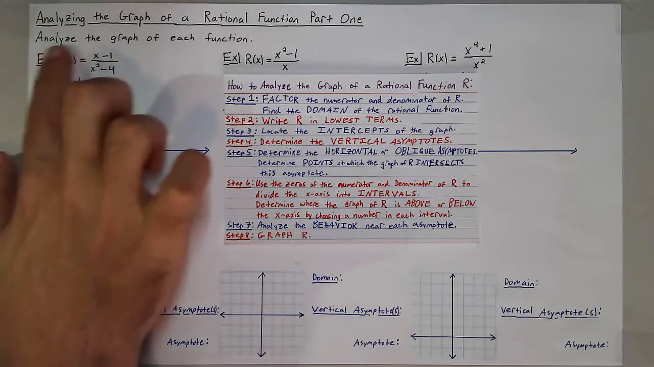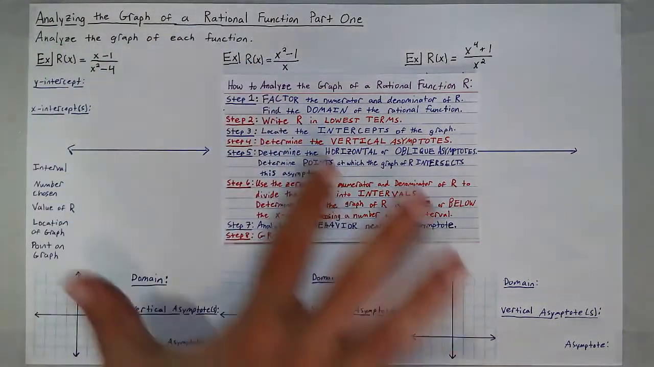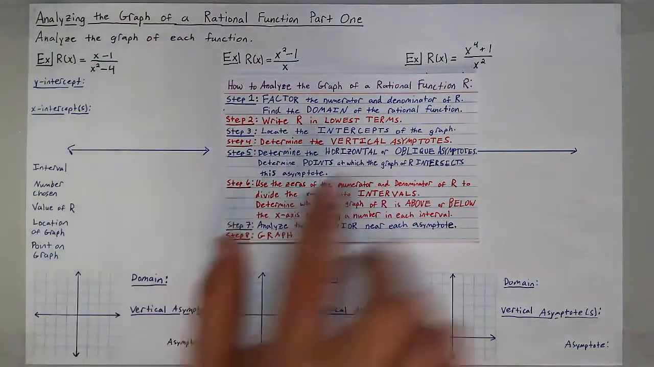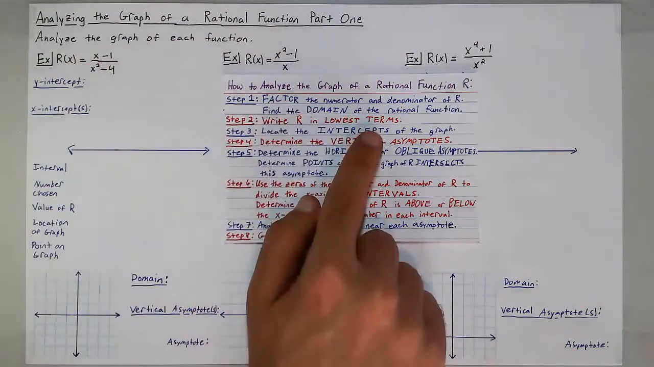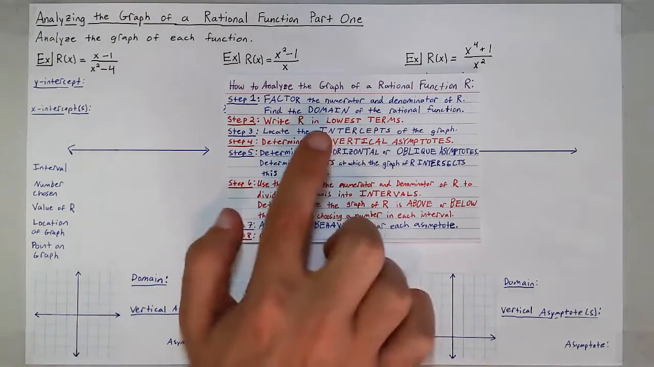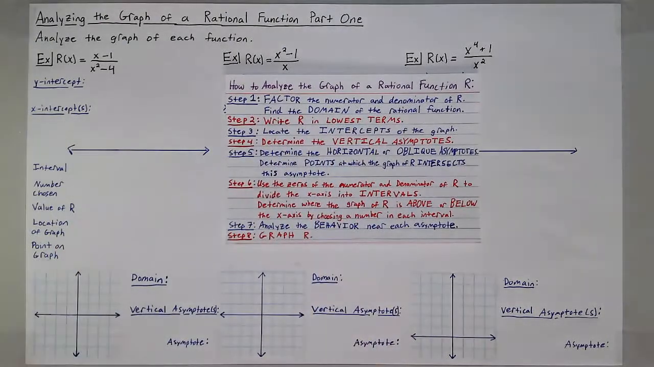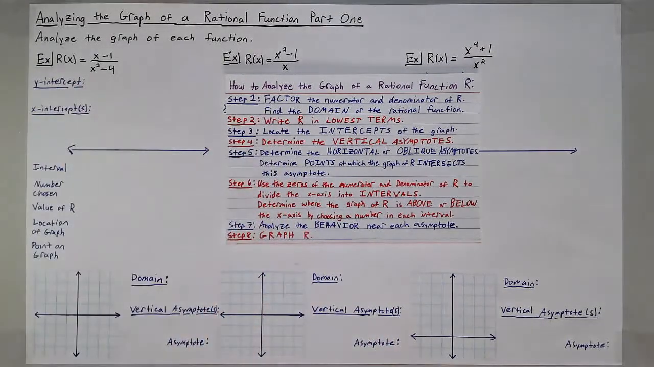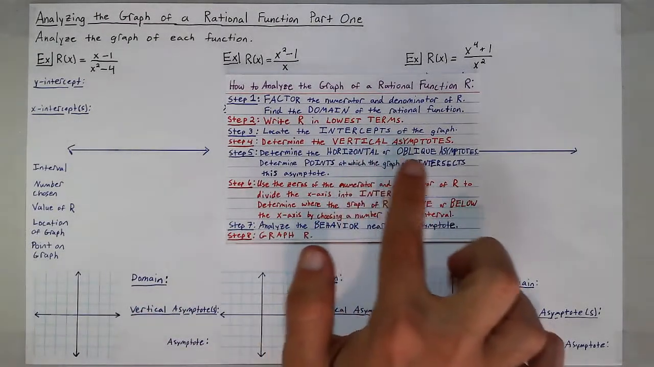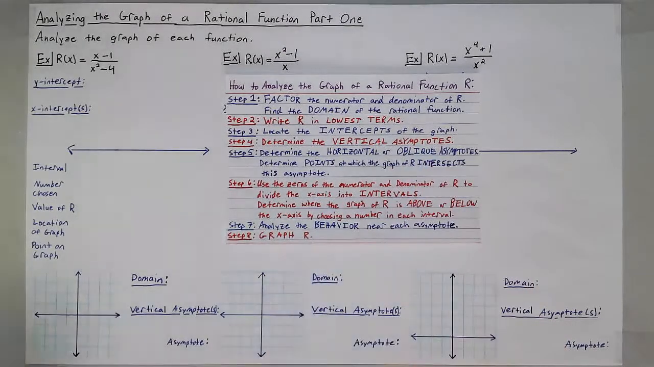So when you're analyzing the graph of a function, you find a bunch of things. First, you'll simplify whatever function you have by factoring it and putting it in lowest terms. And then you'll find its domain, which helps you graph and know which values you're going to plug in. Then you'll find the intercepts, the x and y intercepts of your graph, followed by finding any vertical asymptotes the graph may have, and horizontal or oblique asymptotes if there are any.